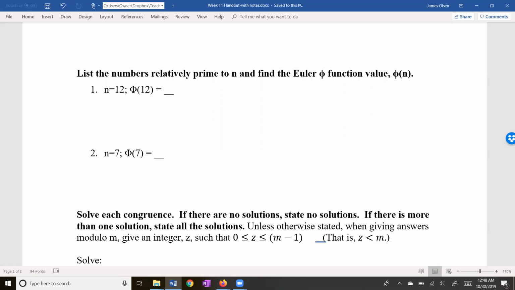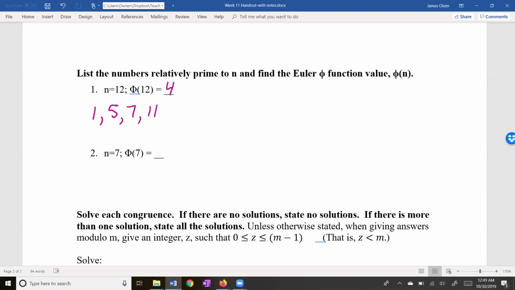We're to list the numbers that are relatively prime to n and find the Euler phi function value phi of n. Okay, what's relatively prime to 12? 1 is relatively prime to 12. 2 is not, 3 is not, 4 is not, 5 is relatively prime. It does not have any common divisors with 12 other than 1. 6 has a common divisor. 7 is relatively prime. 8 has a common divisor, 2 and 4. 9 has a common divisor of 3. 10 has a common divisor of 2, and 11 is relatively prime. So there's only 4 numbers in our list. Phi of 12 is equal to 4.